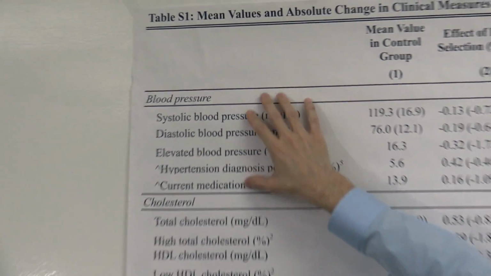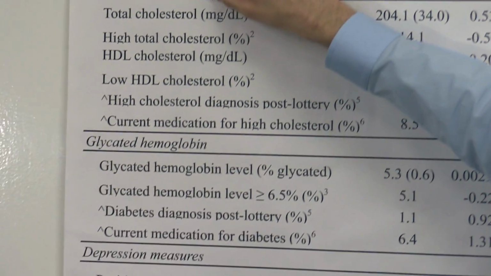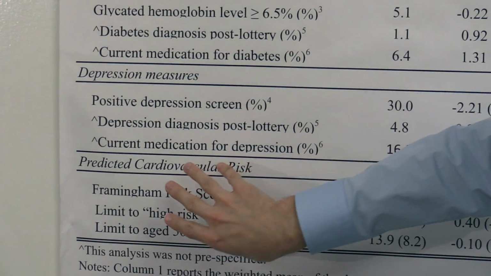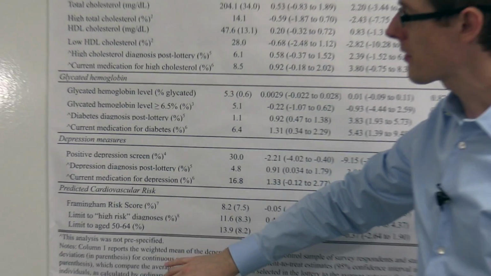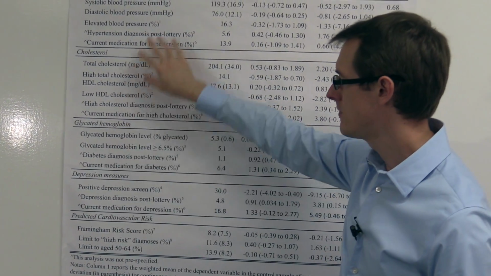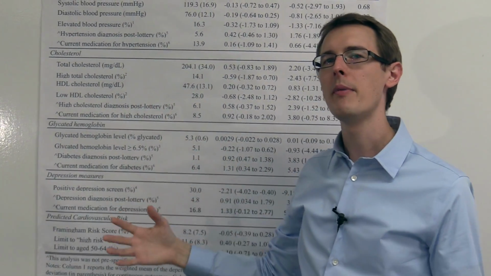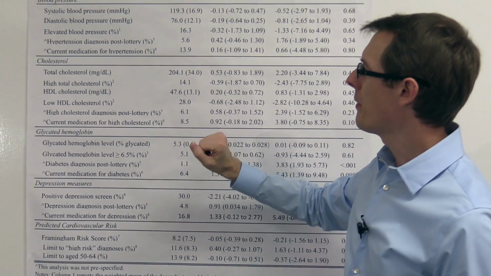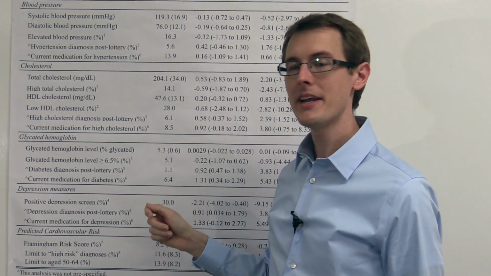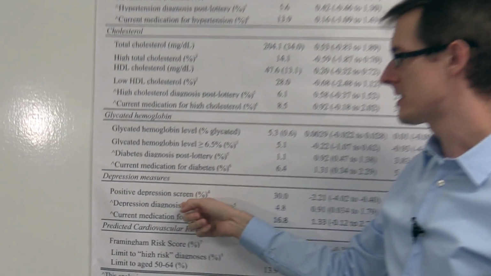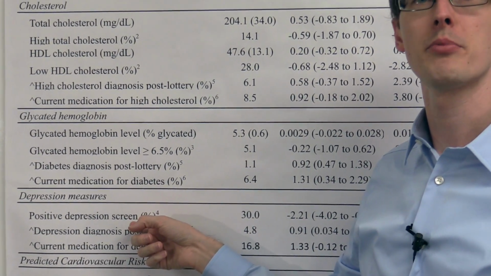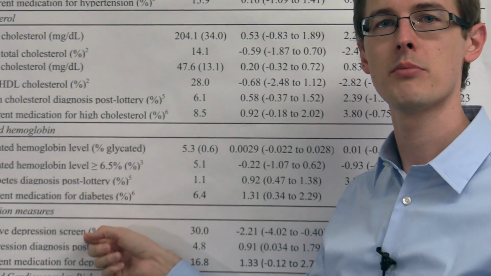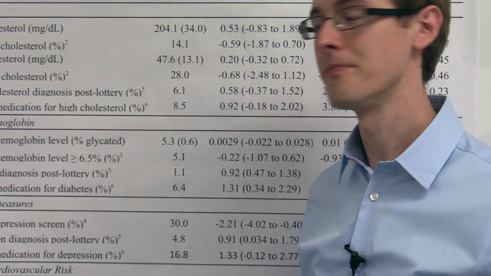So here we've got all our outcome data of our experiment. Over here we've got a whole bunch of different outcome variables that we're interested in. We've got blood pressure, cholesterol, hemoglobin, depression measures, and cardiovascular risk. And if you're a medical doctor, then all of these variables have lots of meaning to you and why they matter for health-related outcomes. So what we want to know is what is the effect of having Medicaid on things like positive depression screen. So this is a measure of whether you're depressed or not. So does having Medicaid lower depression, make you less depressed? Well, we're going to find out very soon.